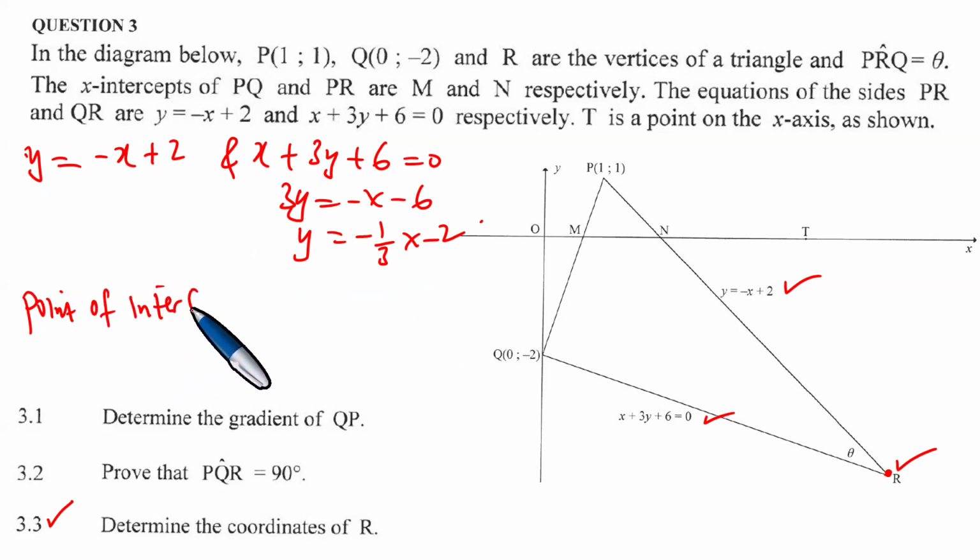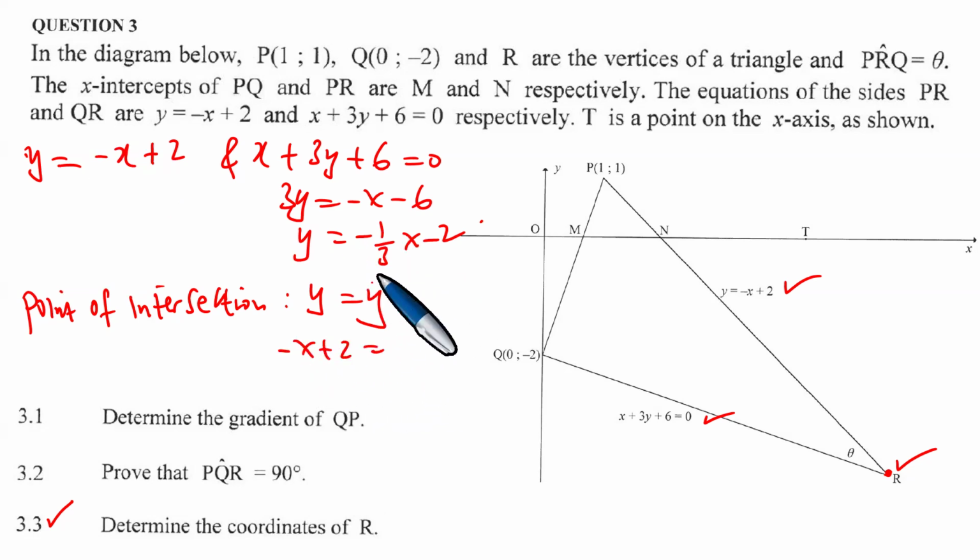How do you find the point of intersection? To find the point of intersection of two lines, you equate them, which means y is equal to y. What is y here? y is -x + 2. What is y here? -1/3 x - 2. We solve for x.